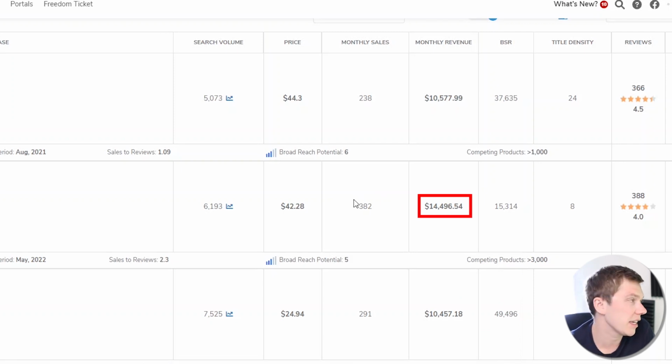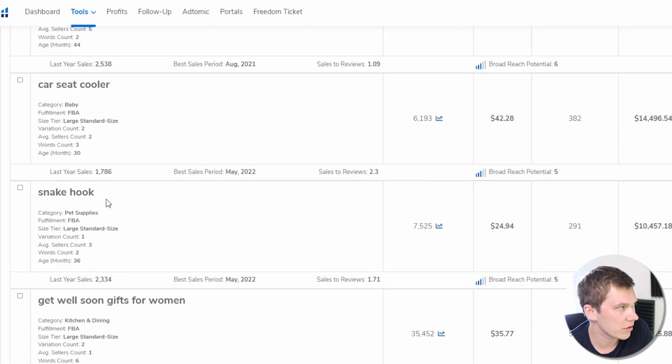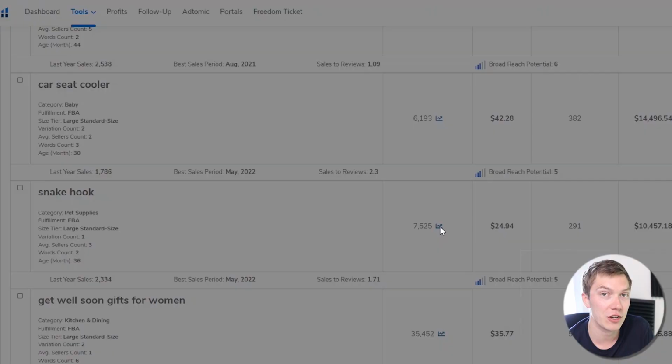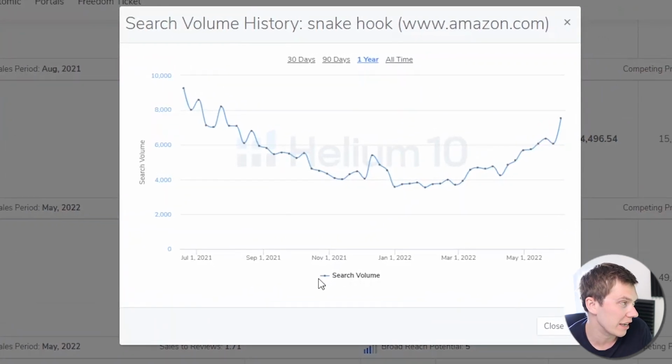So generally speaking, it does look quite interesting, but just because of the fact that it's seasonal, I'm going to skip that one. Next, we've got snake hook. So let's just have a look at the results here. Again, this is the great thing about Helium 10. It just introduces you to so many products that you would never have heard of. I have no idea what a snake hook is.